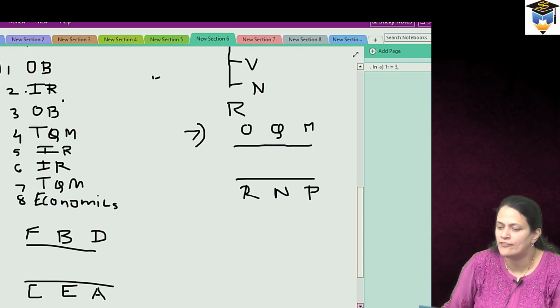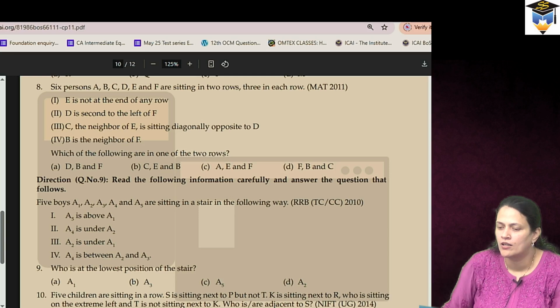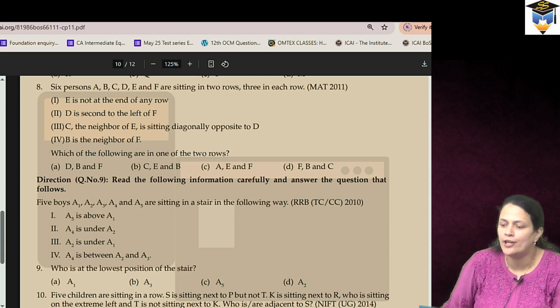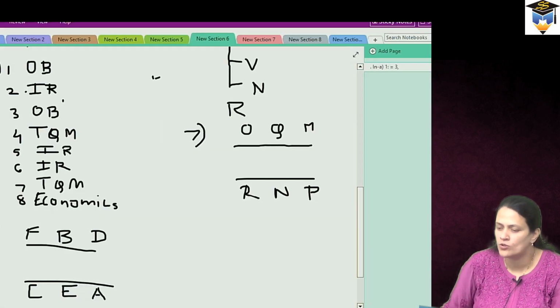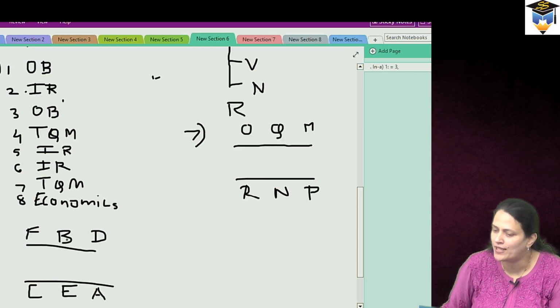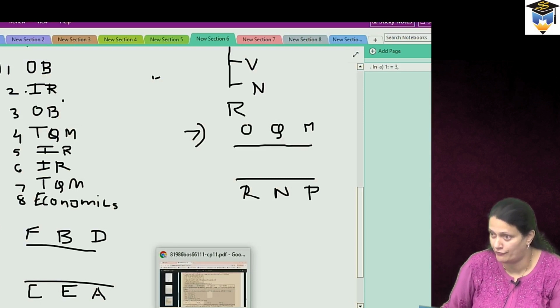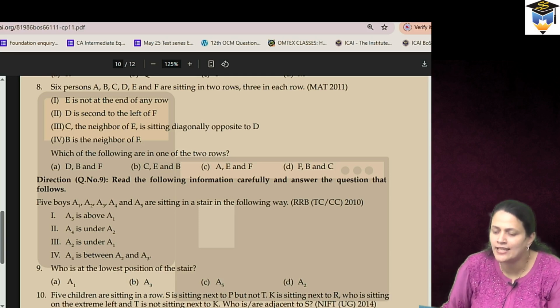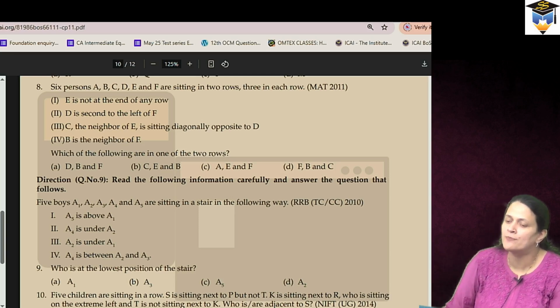So now look at what the question asks. 6 persons A, B, C, D, E and F are sitting in 2 rows, 3 in each row. E is not at the end of any row. So E is in the middle. Then D is second left of F, so D is sitting over here. Then C is the neighbor of E, who is sitting diagonally opposite to D.